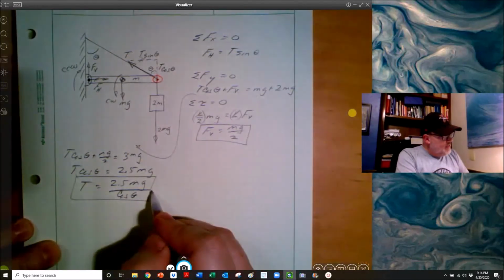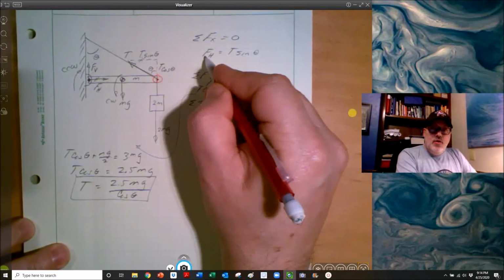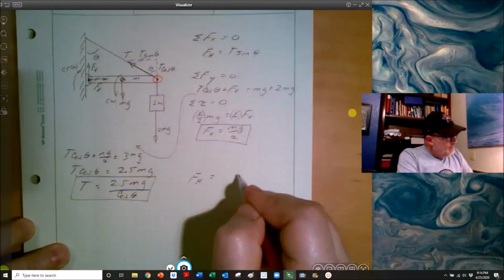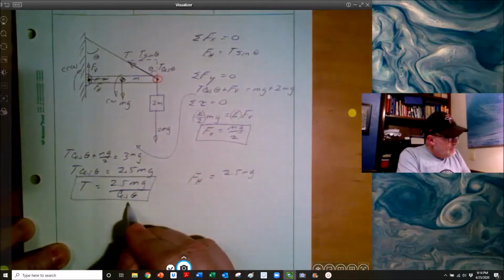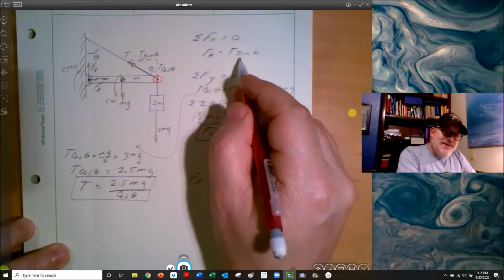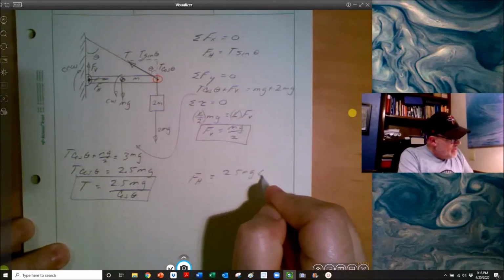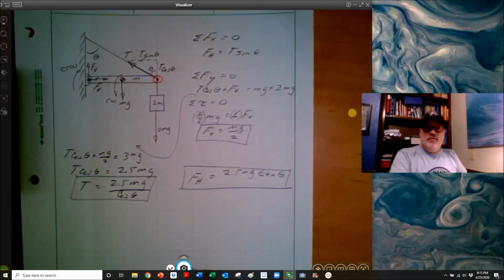Nice. And we could take that and then plug it in up here and get the horizontal force. So our horizontal force would equal this, 2.5 mg times cosine theta divided by, times sine theta divided by cosine theta, which gives us a tangent theta. And there is our horizontal force.